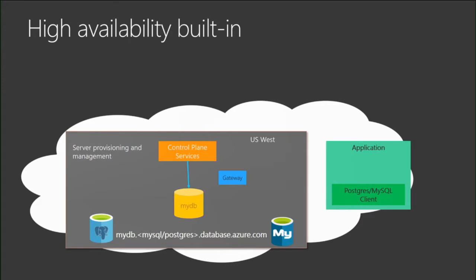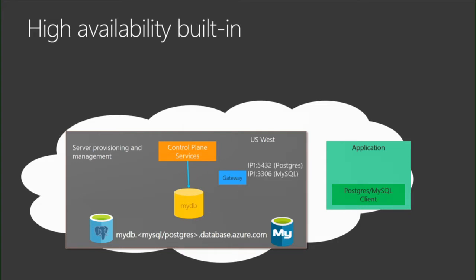So let me now illustrate a little bit about what goes on and what we mean by built-in high availability. Here you see that we have a database that is created in the US West region, and you have an application, the green box on the right. And there you also see a small rectangle box in blue color called the gateway.